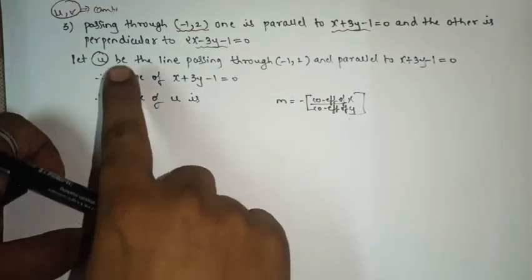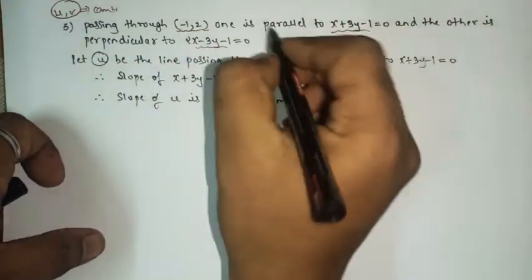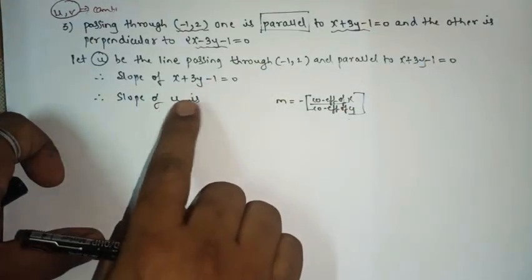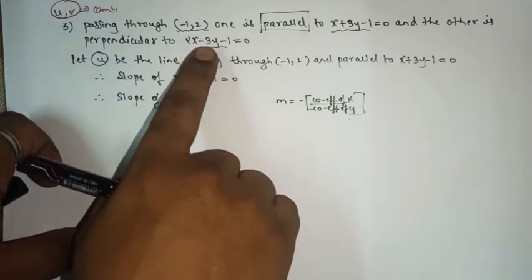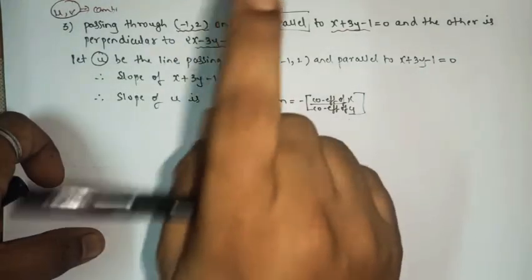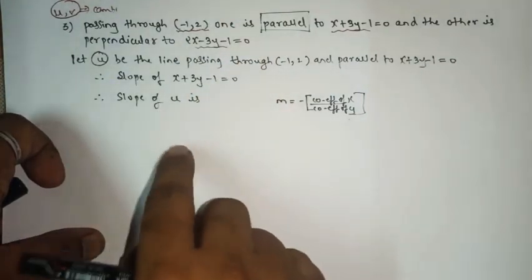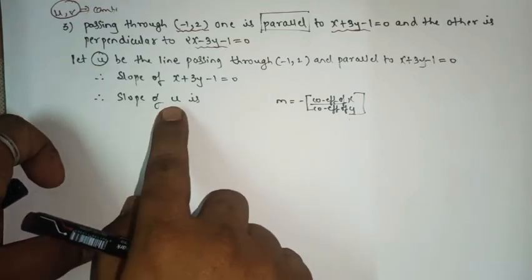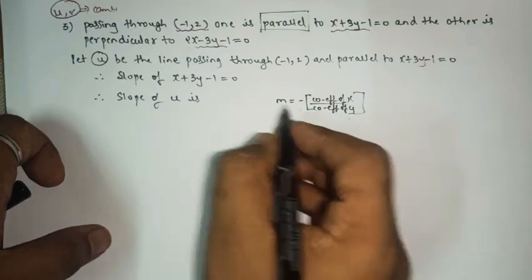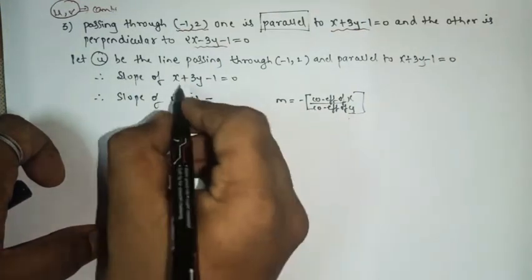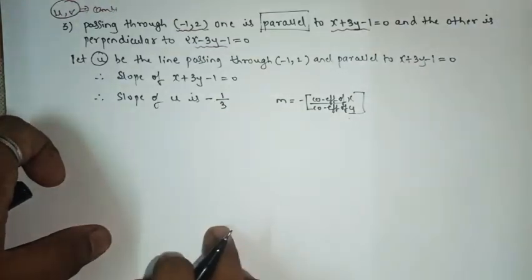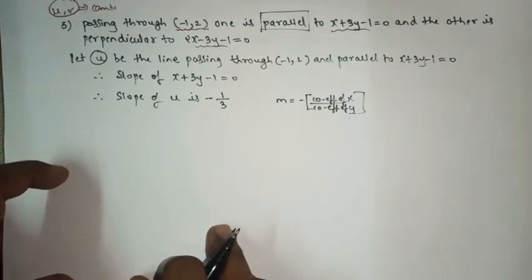Now listen here, for the first one they use the word parallel. Parallel means the slope will remain the same. For the second one it is given perpendicular, so for perpendicular we know exactly what we have to do. Afterward we'll see. First, the slope of u is what? According to this formula, minus the coefficient of x, which is 1, upon the coefficient of y, which is 3. So here we got the slope of u.